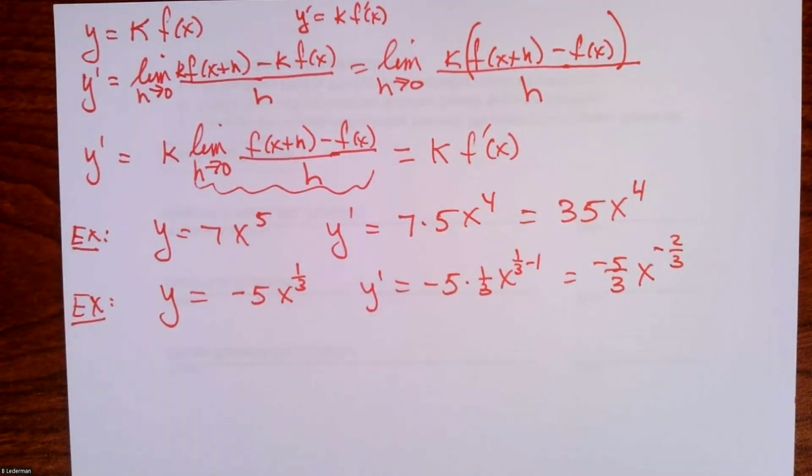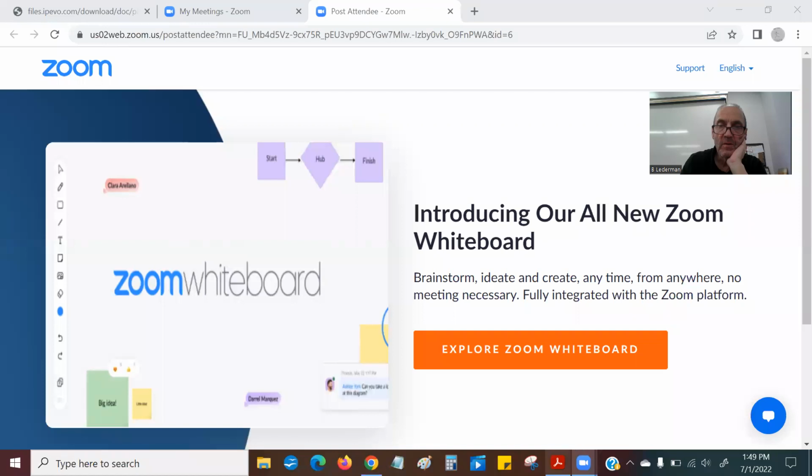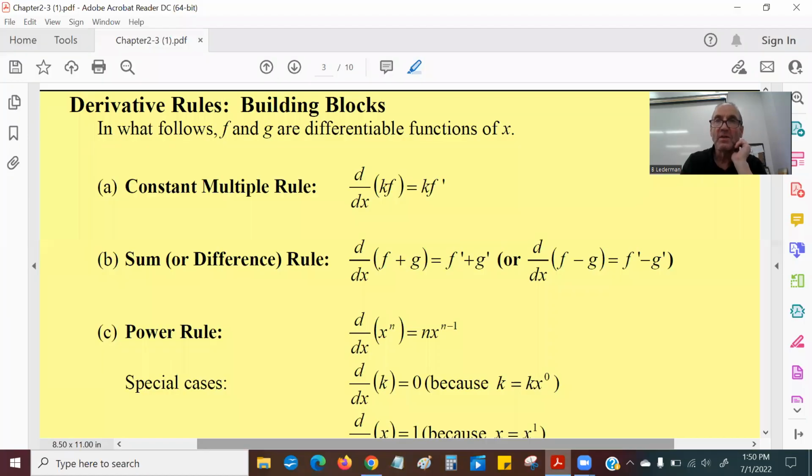Now I want to show you another super important rule, and that is a rule that's called the sum rule. Now I'm not going to prove it, but I'm going to state it. I'm going to have to share my screen. Okay, now you should all see this.